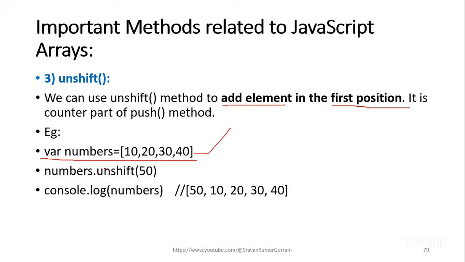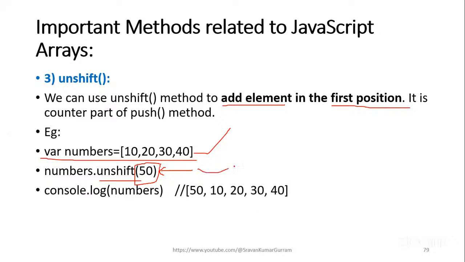Same array we created with 4 numbers. After that, I am implementing the unshift method. The way to call the unshift method is array name dot unshift. Array name is numbers. Numbers dot unshift, and you must write the element which you want to put in the first position. So in this example, I want to add the element 50 in the first position for the existing array.